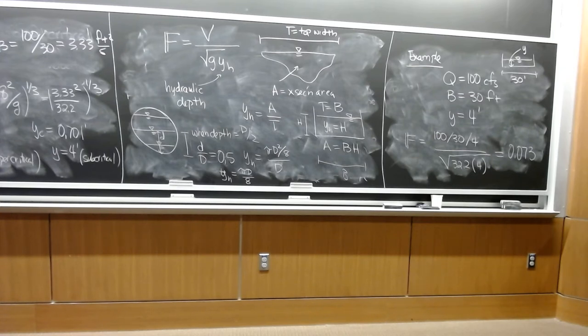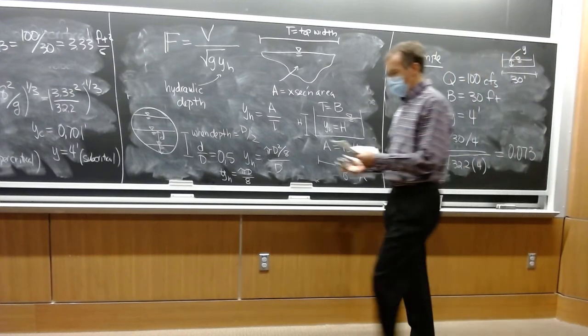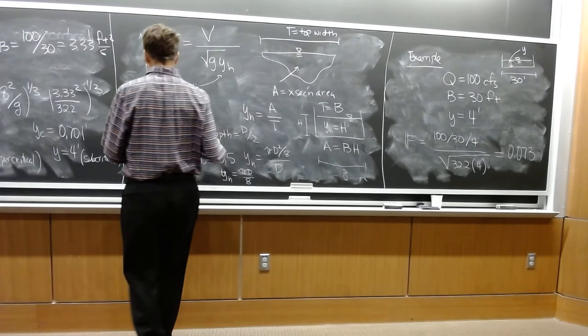The last thing to think about is describing critical flow with this idea of a disturbance velocity.